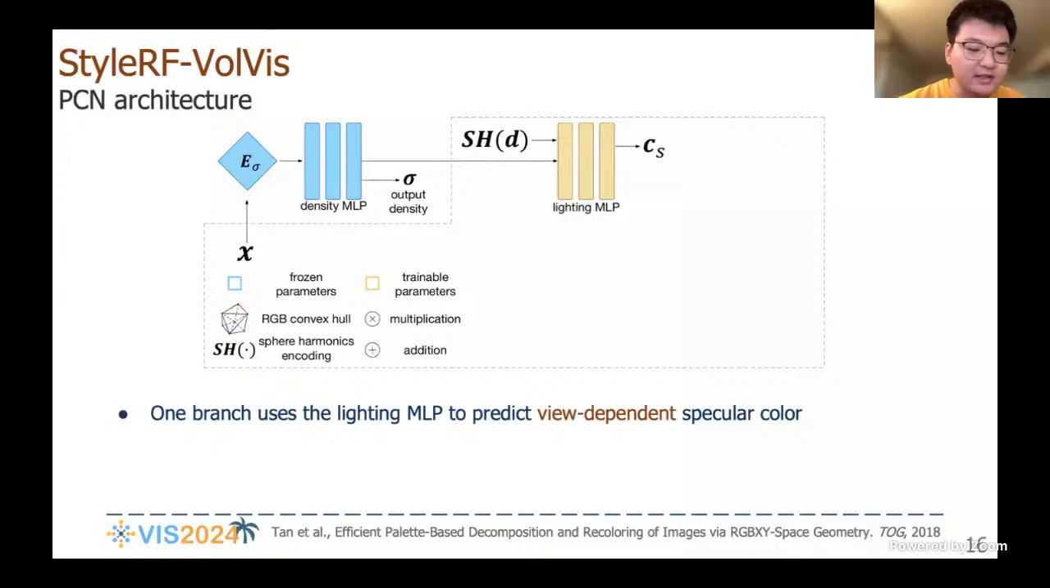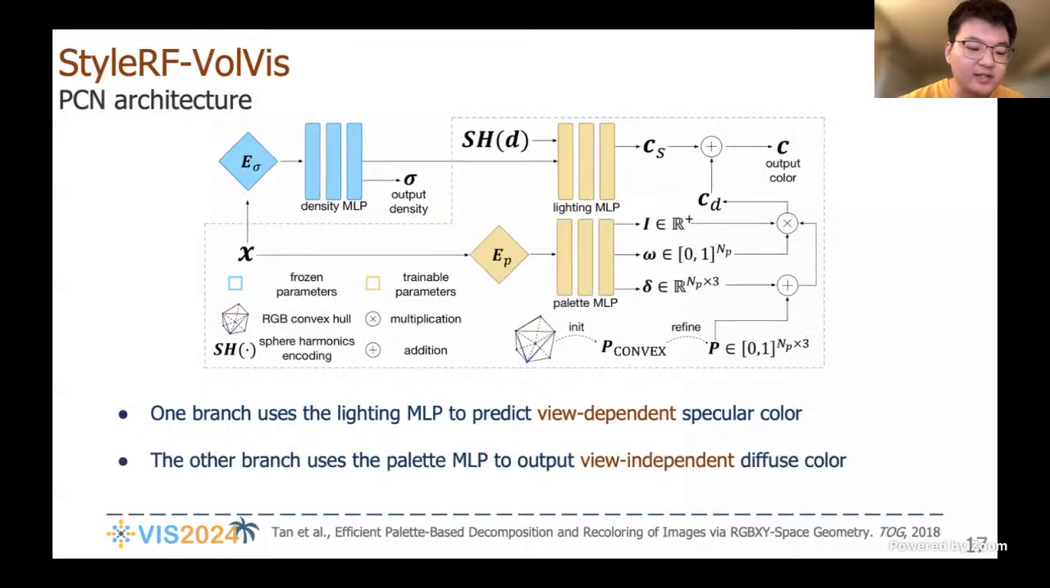Now we show the details of the architecture of PCN. The PCN consists of 2 branches. One branch uses the lighting MLP to predict the view-dependent specular color, and the other branch uses a palette MLP to output the view-independent diffuse color.